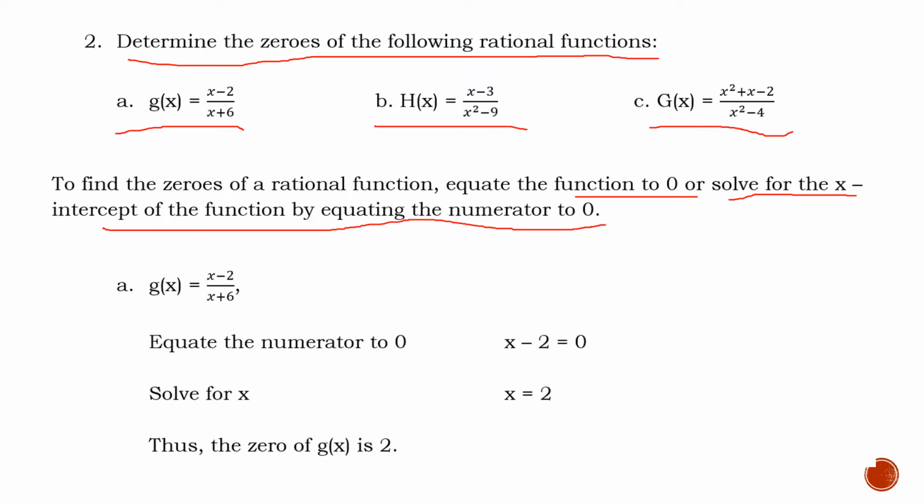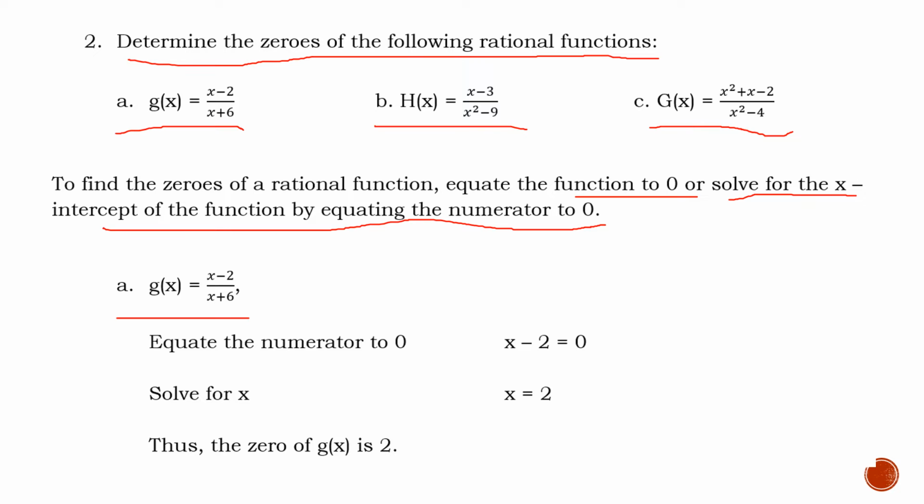So it's the same process, no? It's the same process on how we solve for the value of your x-intercept. Because we define your zeros of a function, it's the same thing with your x-intercept. That's why if that is the process for x-intercept, it's the same thing on how we get the zeros of the given rational function. Now, for letter A, g of x is equal to x minus 2 over x plus 6.